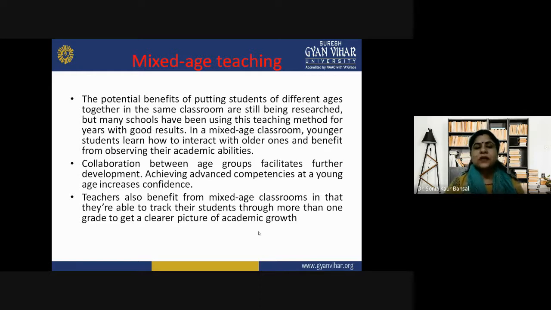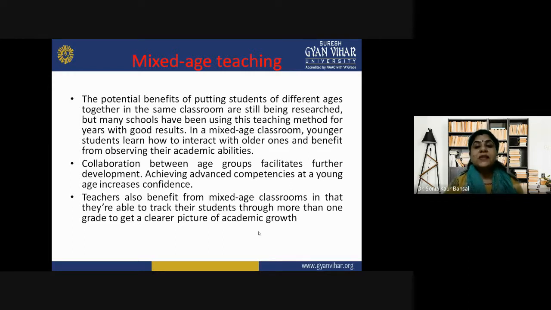The potential benefits of putting students of different ages together in the same classroom are still being researched. It is a matter of research in today's scenario also. Many schools have been using this teaching method for years with good results, and it is believed that if you mix students of different age groups with each other, they actually enhance the teaching.